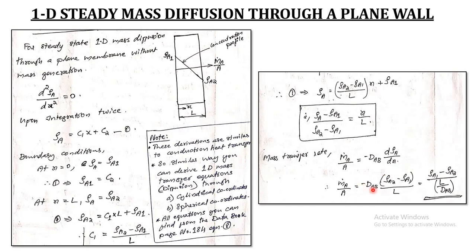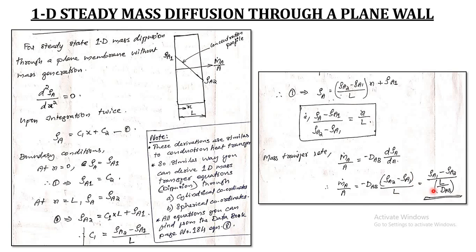That is equal to d rho A by dx. You will get (rho A2 minus rho A1) by L, which is d rho A by dx. So the C1 value is (rho A2 minus rho A1) by L. So d rho A by dx will give mA by A equal to minus DAB times (rho A2 minus rho A1) by L.